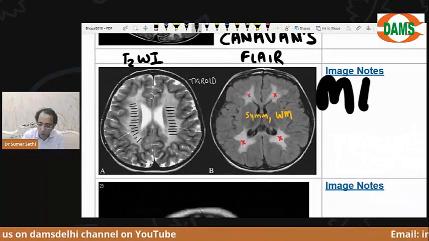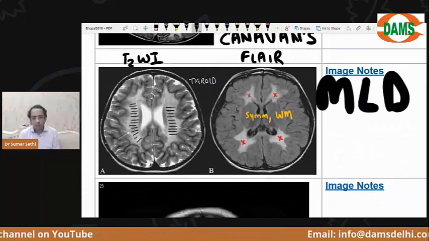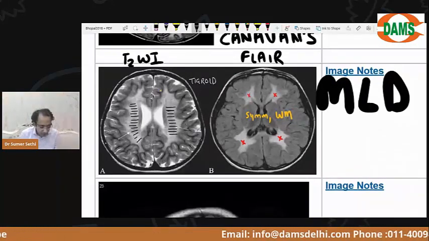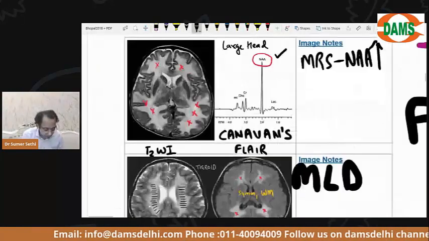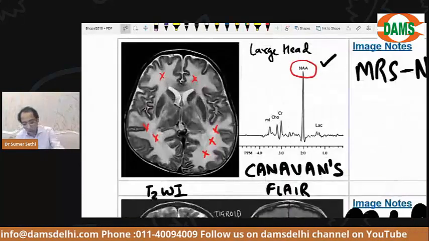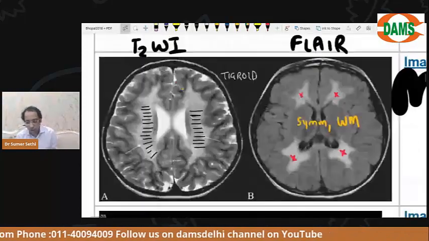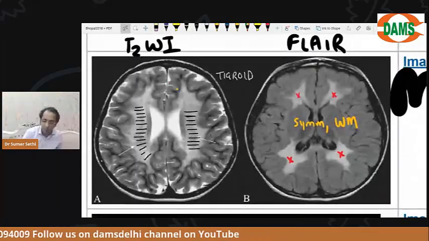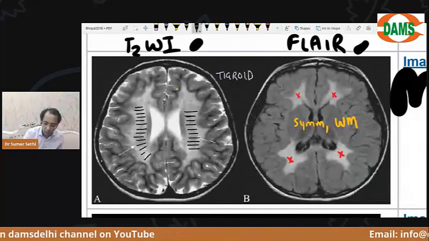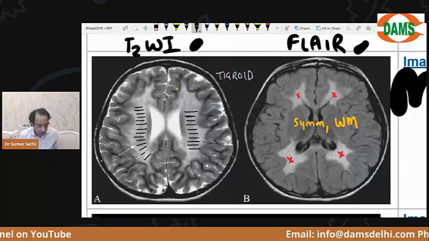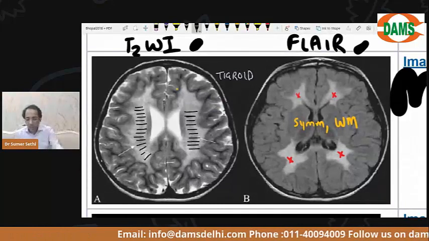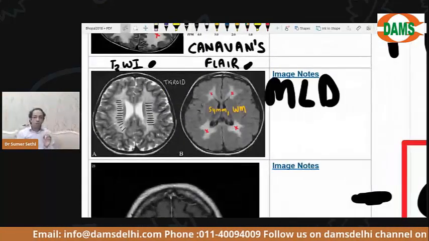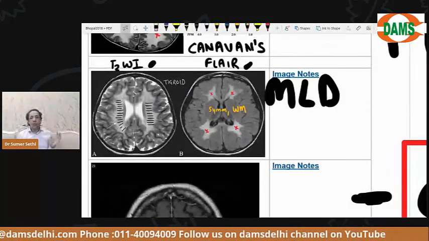Metachromatic leukodystrophy. Okay. So in a nutshell, this is Canavan's. For the child who wants to see it here, it will be written in front of you in the exam: look at the FLAIR MRI, look at the T2 weighted image, and then make a diagnosis. Are you clear?